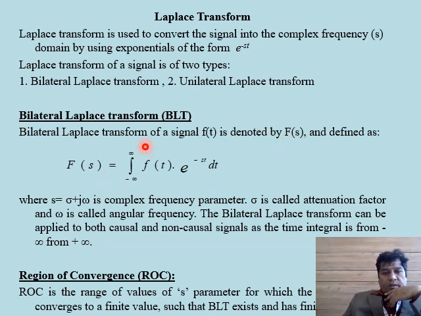capital F of s given by this integral from minus infinity to infinity of f of t into e power minus st dt. Now here s equal to sigma plus j omega is called the complex frequency parameter, and sigma is the attenuation factor, j omega represents the angular frequency component. Now the region of convergence, which is also called ROC, refers to the range of the values of s for which the bilateral Laplace transform is a finite value.